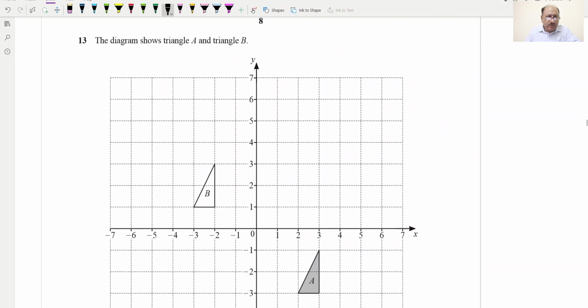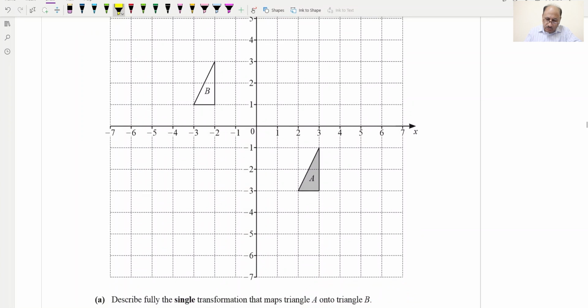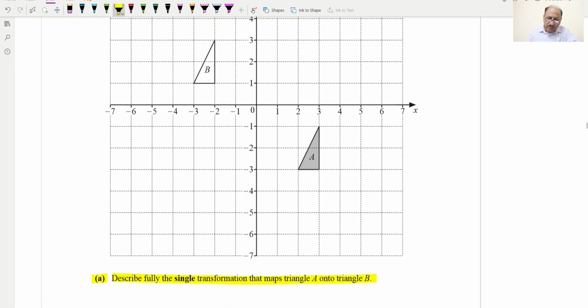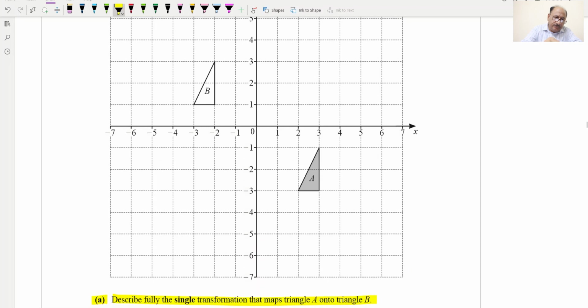Now question number 13. Question 13 is transformation. The diagram shows triangle A and triangle B. These two triangles are drawn. Then A part, describe fully the single transformation that maps triangle A onto triangle B. A onto B. If we check this vertex, we are checking and we'll have to check for this transformation. So first we will be checking the x transformation.